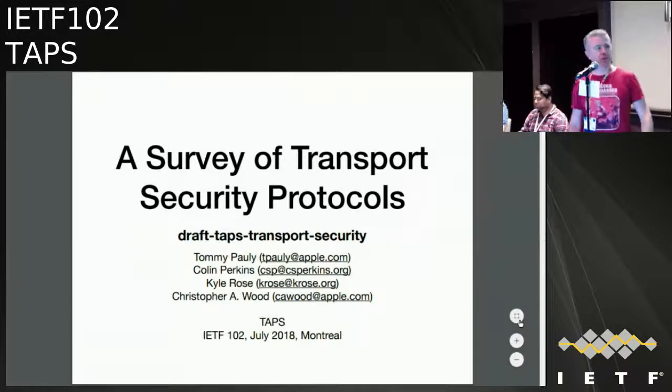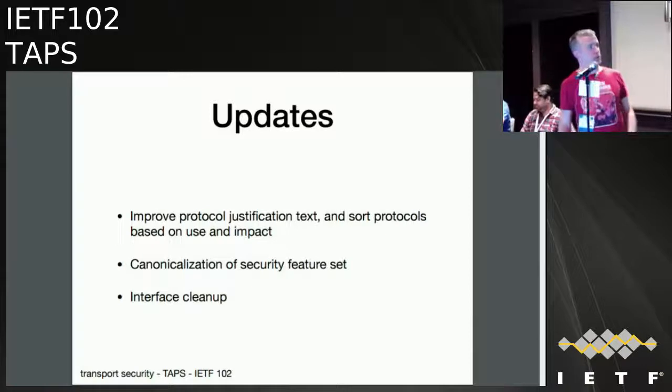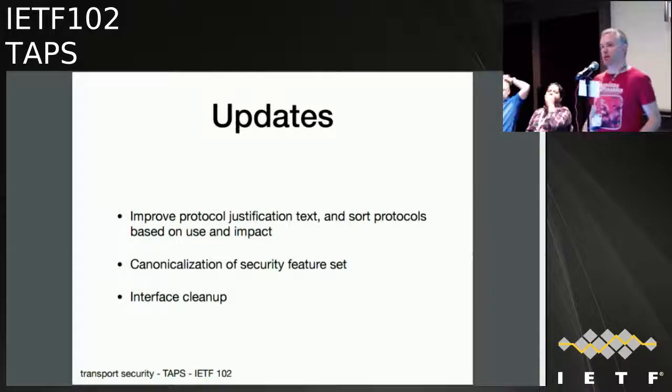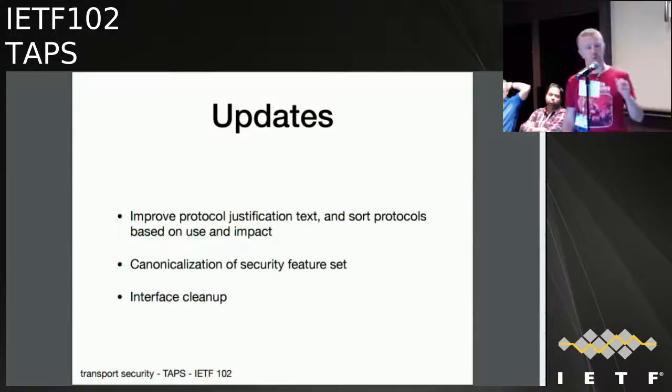All right, I'm going to give an update of the security survey. This document has undergone a bunch of evolutions since London. The updates include improving protocol justification text and sorting protocols based on use and impact. There was some feedback at the end of the London session, a concern that we were either including too much stuff that was maybe not appropriate or not widely enough used to be relevant. And also to make sure that we came up with some consistent standard for deciding which protocols to include.